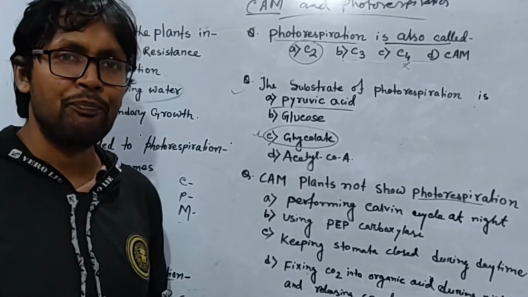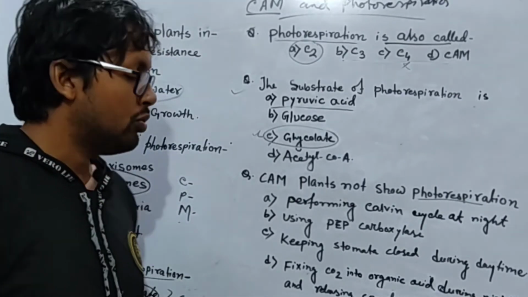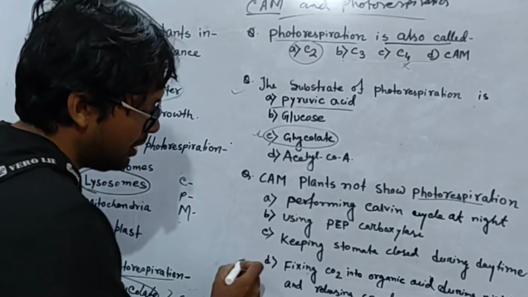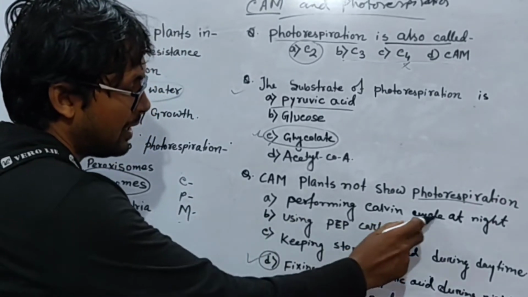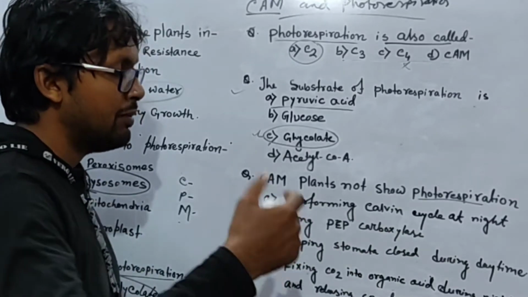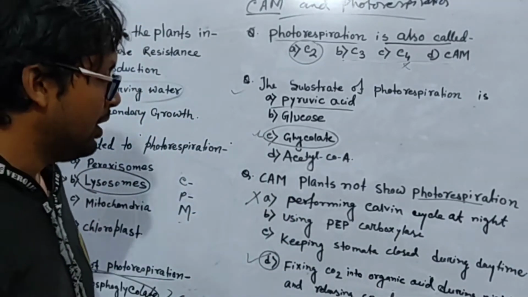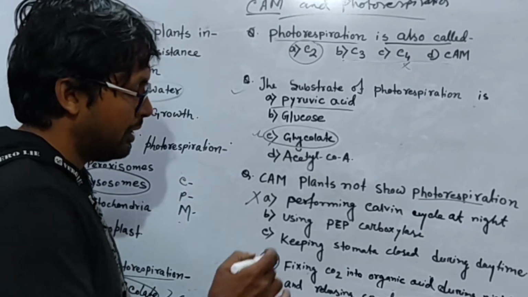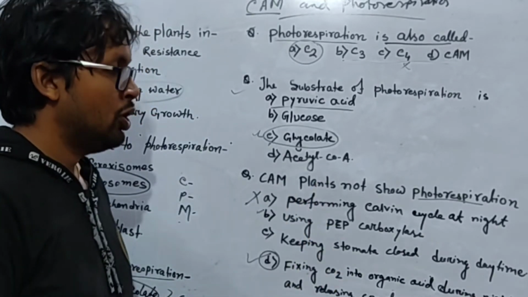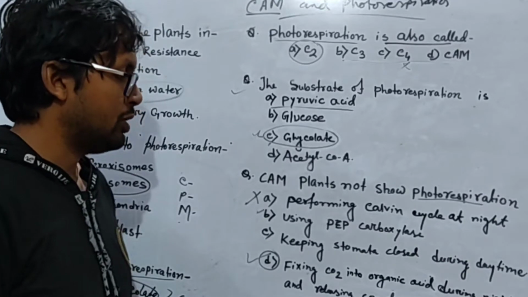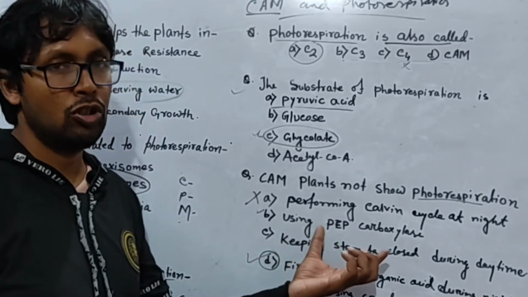So the Calvin cycle occurs all the time. Now this option is very important, because performing the Calvin cycle only at night is not right, because the Calvin cycle occurs all the time. So only at night it is not possible. Using PEP carboxylase only, CAM plants do not show photorespiration.